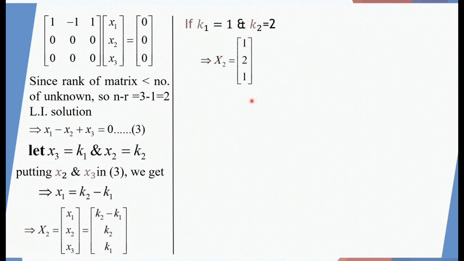On replacing the values of k2 and k1, if we put k1 equals 1 and k2 equals 2, then X2 will be (1, 2, 1). Now it is totally up to you; you can put any value for k1 or k2. If you put k1 equals 0 and k2 equals 1, then a different eigenvector exists. If you put any negative value, then any other eigenvector exists. This is totally up to you, which type of value you put. The eigenvector will change according to the values of k1 and k2.